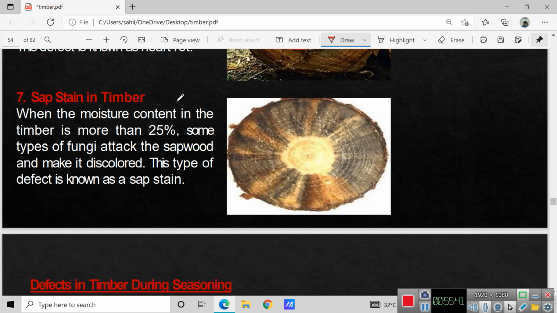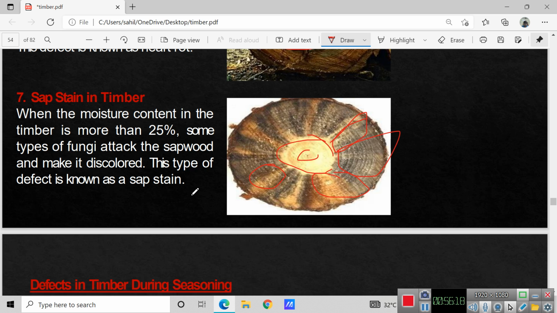Now, sap stain in timber. When the moisture content in the timber is more than 25%, some types of fungi attack the sapwood and make it discolored. This type of defect is known as sap stain. Here you can see it is the pith and it is the heartwood, and the sapwood is discolored. This defect is known as sap stain due to the area which it covers, that is only the sapwood basically.